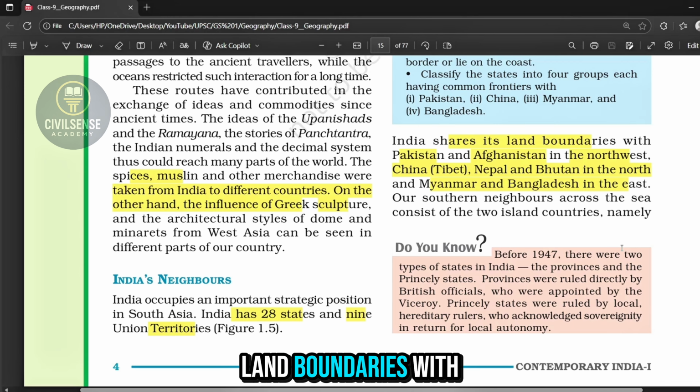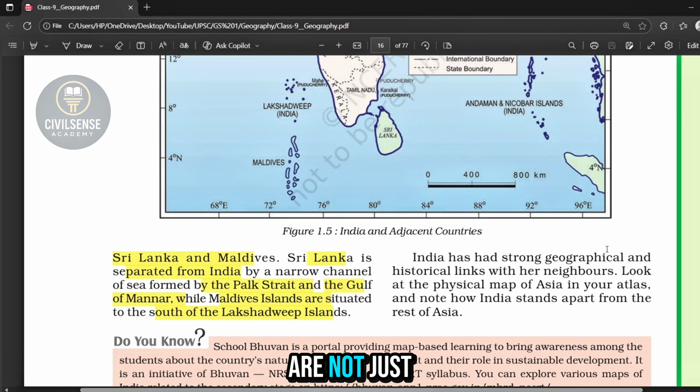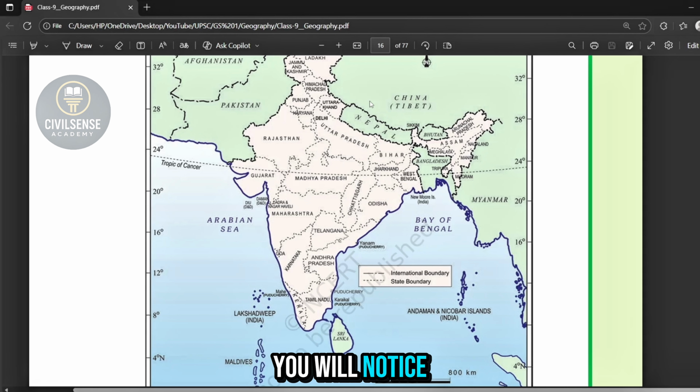India shares its land boundaries with Pakistan and Afghanistan in the northwest, and China, that is Tibet region, and Nepal and Bhutan in the north, and Myanmar and Bangladesh in the east. Across the sea, India's southern neighbors are Sri Lanka, separated by Palk Strait and Gulf of Mannar, and Maldives, which lies to the south of Lakshadweep Island. These neighboring countries are not just close geographically but also historically and culturally. We share trade, religion, art and traditions with many of them for centuries. If you look at the physical map of India, you will notice how India stands apart, almost like a distinct subcontinent naturally separated by mountains and oceans.